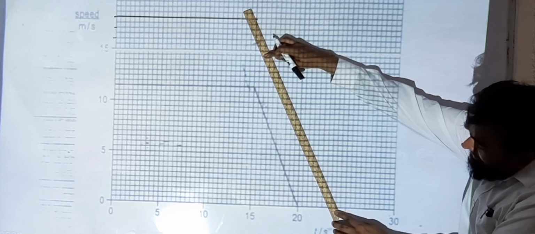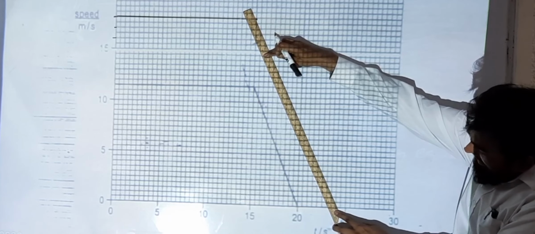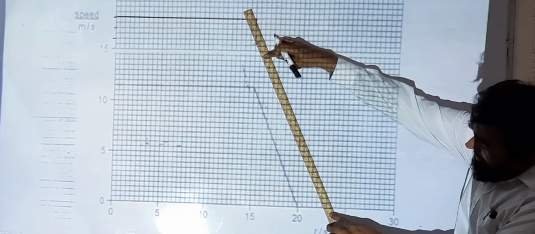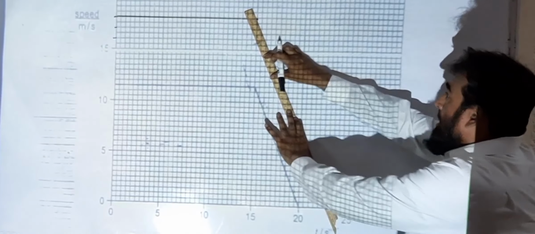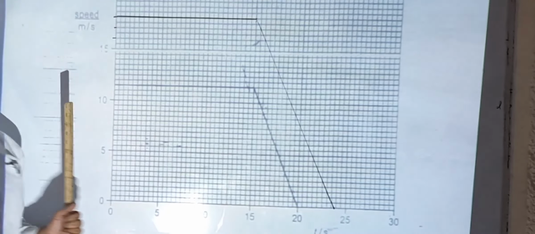You will have to tell me when it will be parallel. Now it is parallel? Yes. By eye you will have to observe this. Now I am going to draw this line like this. These two lines must be parallel.